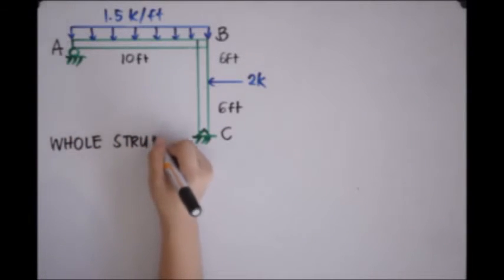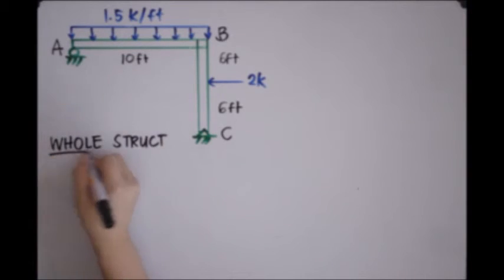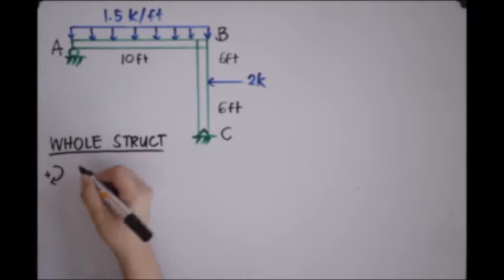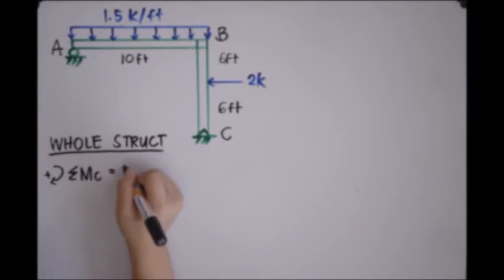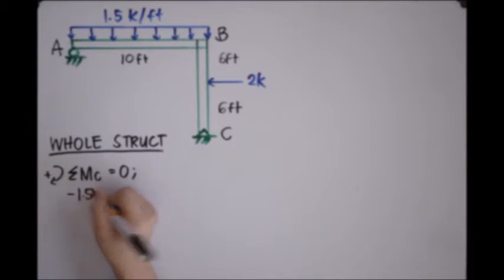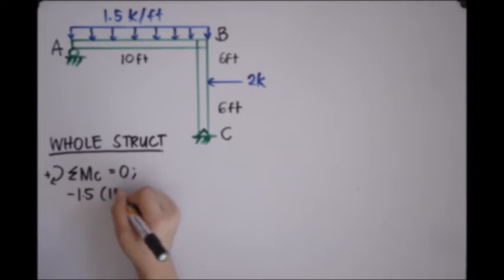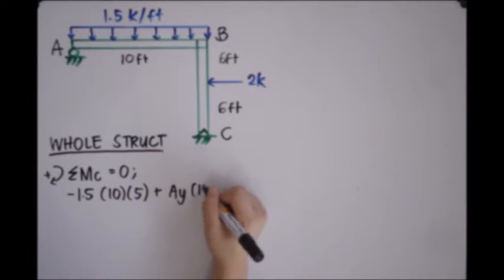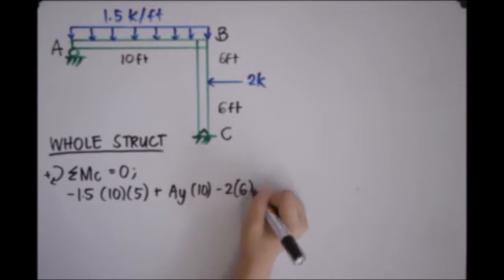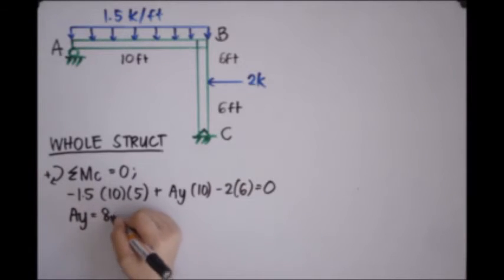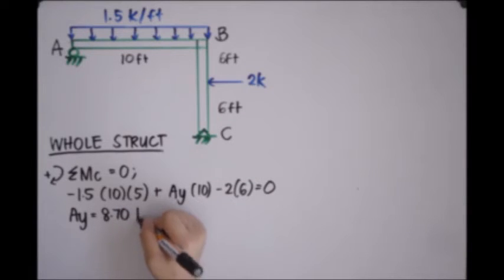Para ma-compute natin yung mga reactions, kailangan natin i-consider ang whole structure. Pwede tayong mag-moment sa point A or sa point C. In this case, moment tayo sa point C. So, summation moment at C is equal to 0. Negative 1.5 times 10 times 5 plus AY times 10 minus 2 times 6 is equal to 0. So, ang AY natin is 8.70 K.